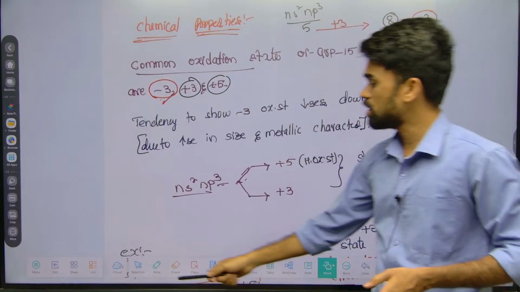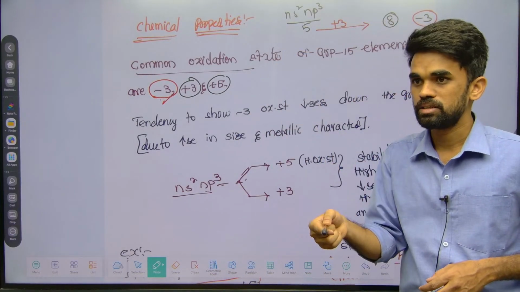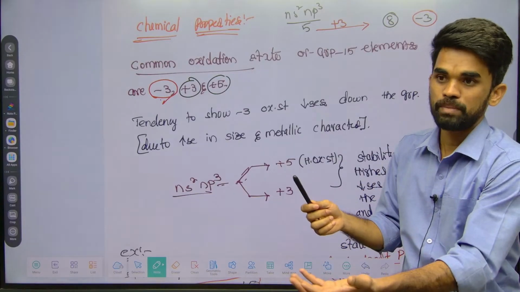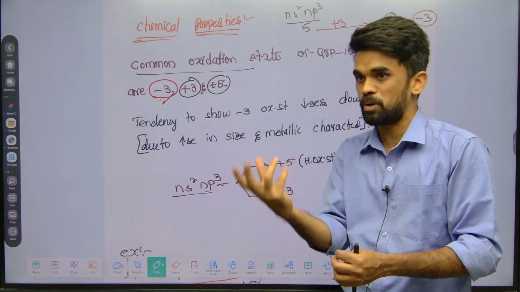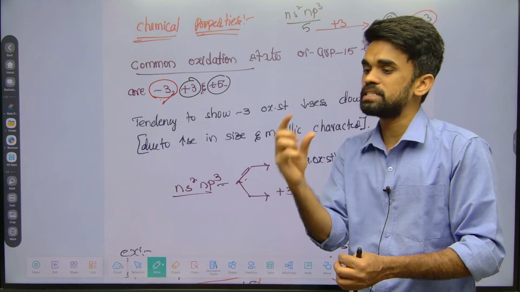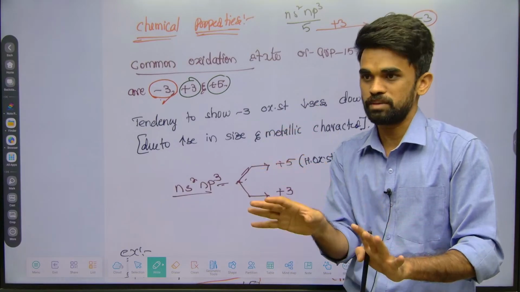Okay. So down the group, what happens to metallic nature? Metallic nature increases down the group, because the bottom elements are metals. Metallic nature increases means metals are electropositive. Electropositive means they need to have positive charges. If we put negative charges, they are unstable or less stable.